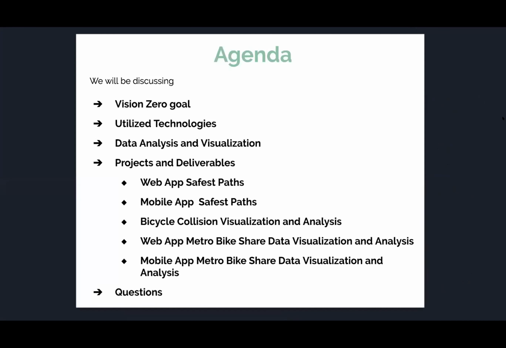On today's agenda, we will briefly discuss the Vision Zero goal, our utilized technologies, data analysis and visualization, along with our projects for this past year. We've been a very prolific senior design team and have 5 projects to share with you, including mobile and web apps for safest navigation paths, a bicycle collision visualization and analysis app, and mobile and web apps for Metro Bike Share historical data using visualization and analysis.